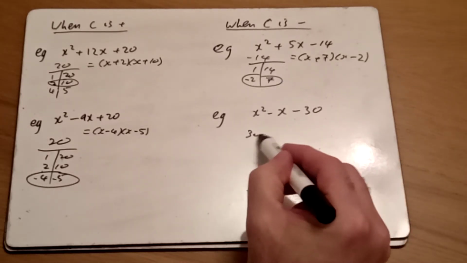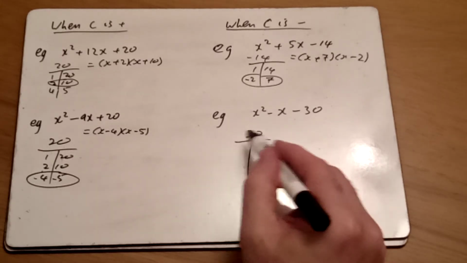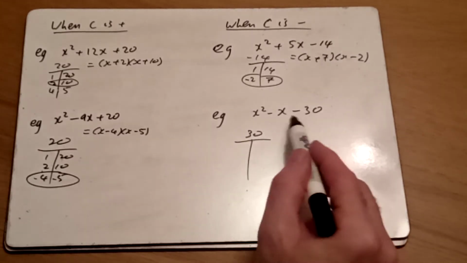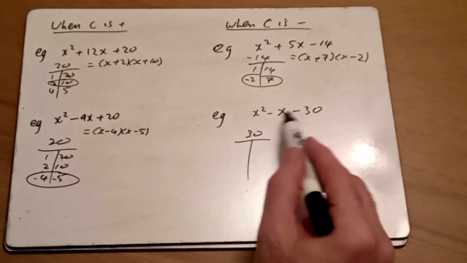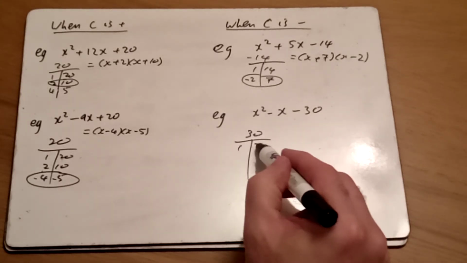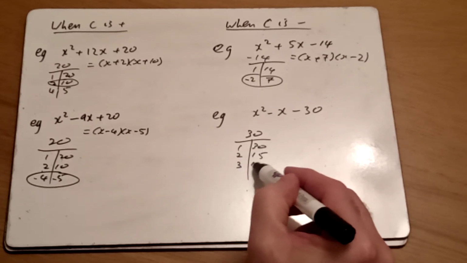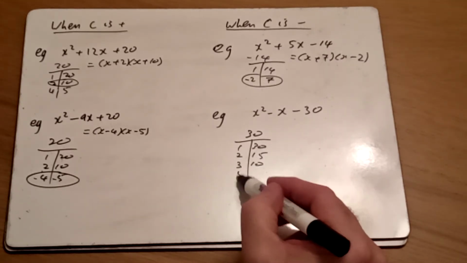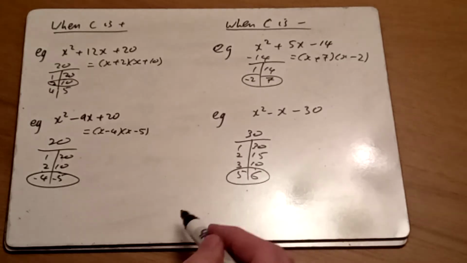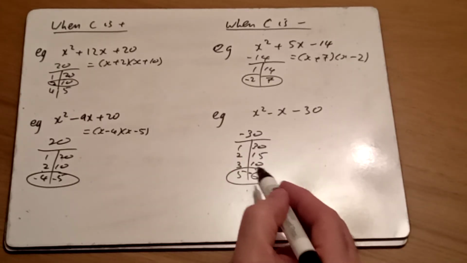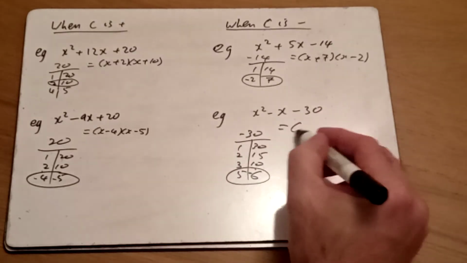So if I looked at factors of 30, you don't have to write out all the factors. You can use your times table knowledge to think, well, what times what equals 30? And in this case, that has a difference of 1. So 1 and 30 are nowhere near. 2 and 15, 3 and 10, 4 doesn't go into it, 5 does, 5 and 6 are the ones with a difference of 1. And in particular, to get minus 30, it's going to be minus 6 and 5.